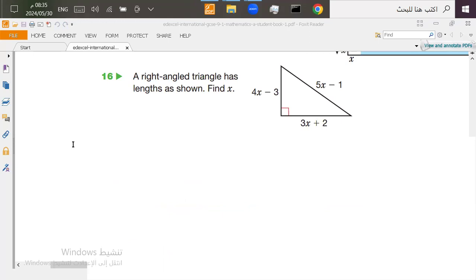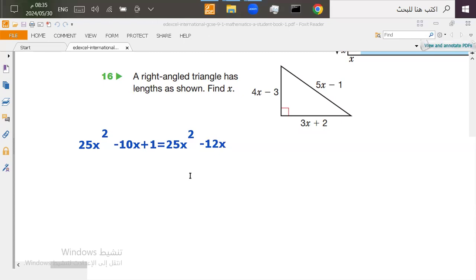Okay, so we reached 25x squared minus 10x plus 1 equals 25x squared minus 12x. So we reached this part.